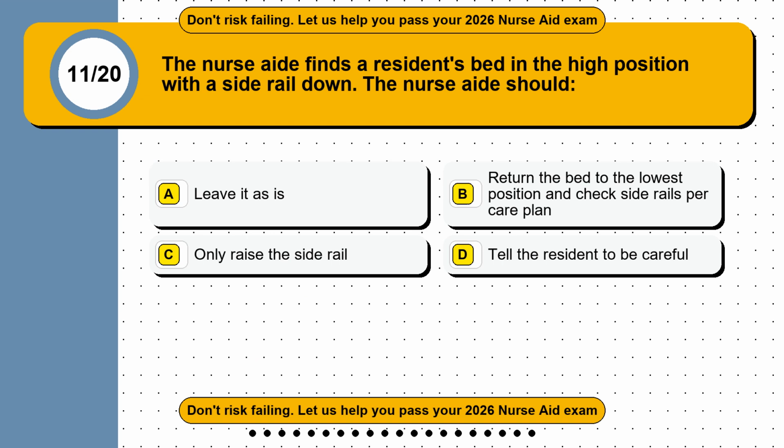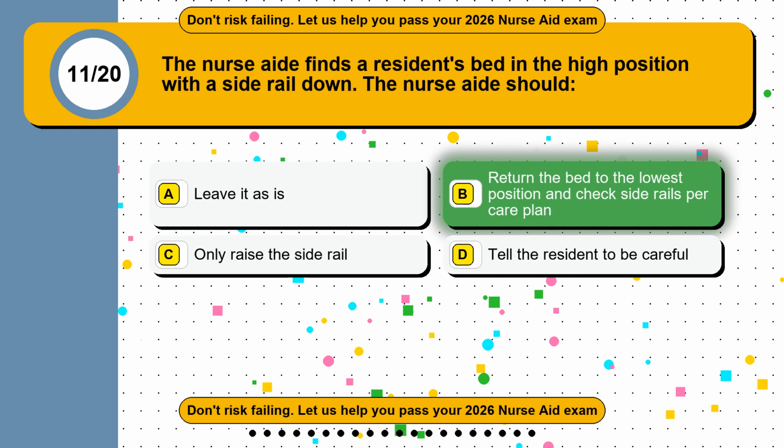The nurse aide finds a resident's bed in the high position with a side rail down. The nurse aide should: Option A, leave it as is. Option B, return the bed to the lowest position and check side rails per care plan. Option C, only raise the side rail. Option D, tell the resident to be careful. The correct answer is option B, return the bed to the lowest position and check side rails per care plan.